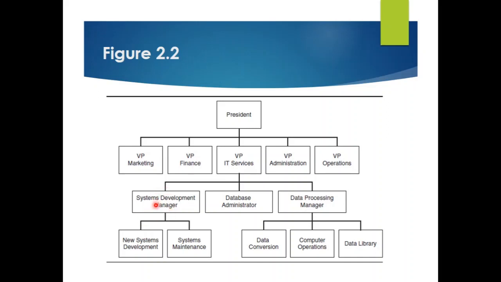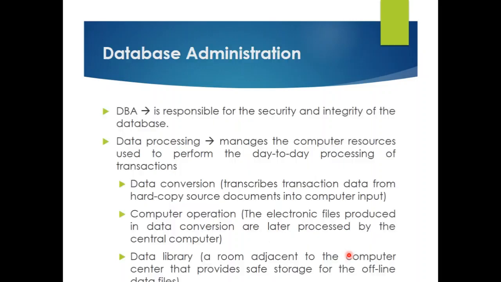Under systems development, you have new systems and systems maintenance. For data processing, you have data conversion, computer operations, and data library. We will discuss that one by one. So let's start with the database administration. Centrally organized companies maintain their data resources in a central location that is shared by all users, as what you've seen in figure 2.1.